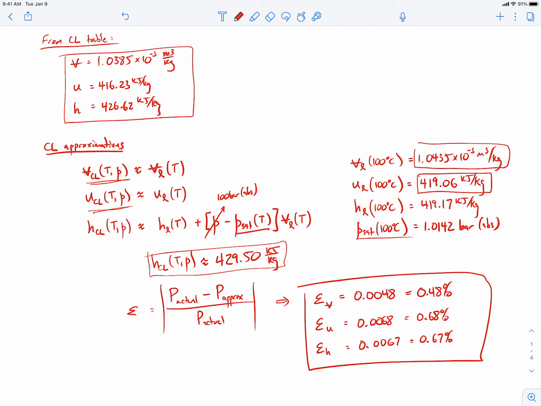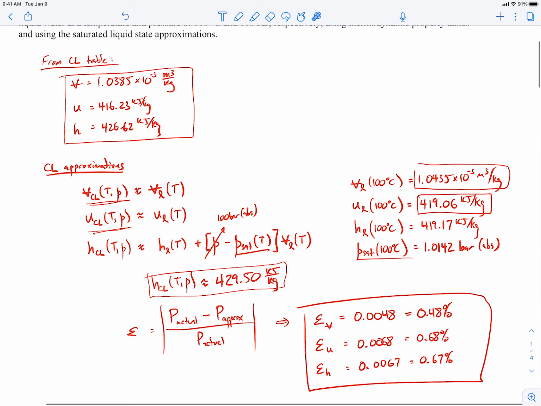So those are the relative errors using our approximations. You can see they're all less than 1%, which means that these approximations that we're using right up here are very good ones. They're very reasonable to use for compressed liquids. If you use these approximations, you're only off by a very small amount just in general. Okay, we'll end the example there.